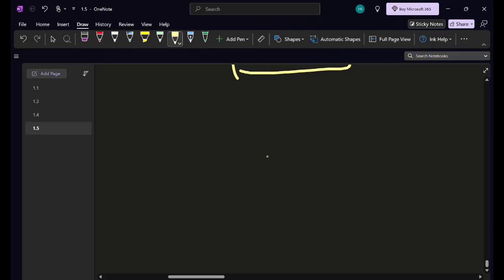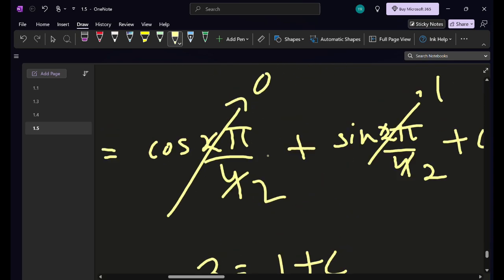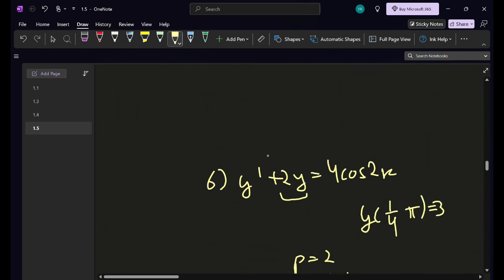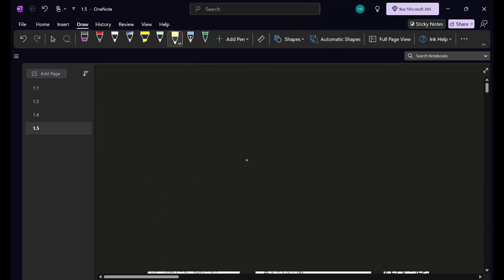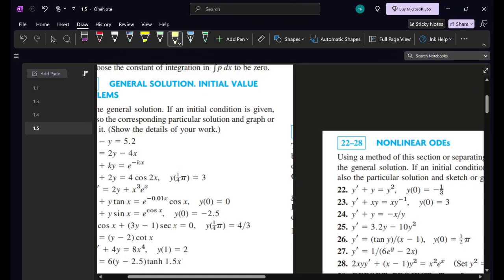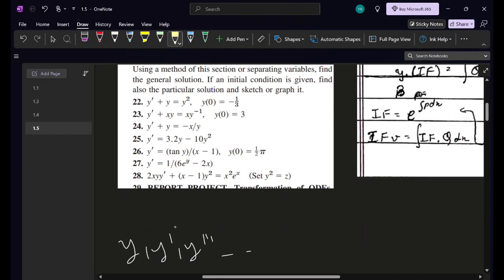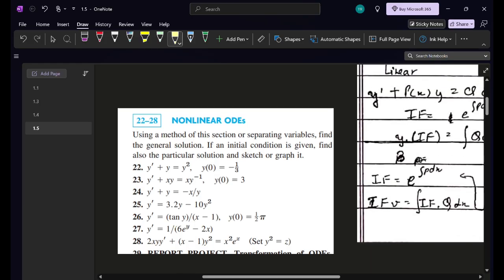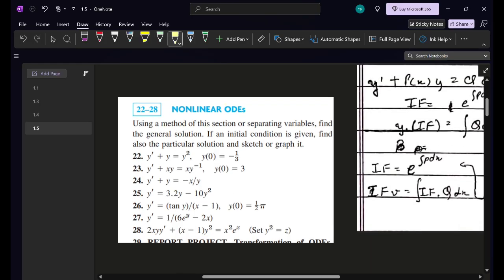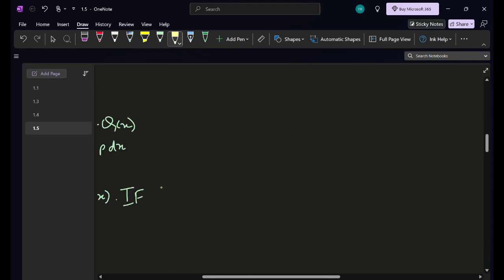Now let's proceed with some non-linear ODEs. So let's try with question number 23. So as we know what non-linear ODEs are, as you can see, all of these ODEs are indeed non-linear with the way they have been presented. Like for example, in this one, the degree of y is 2. This is non-linear. Here the degree of y is -1. So this is also non-linear.